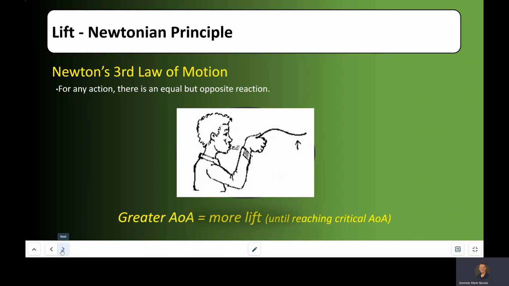And of course, the second law dealt with the amount of force needed to move an object depends upon its mass times the acceleration of that object. So greater mass requires more force to move it. And the third law was for every action, there's an equal but opposite reaction. And so we think about blowing air on the underside of a piece of paper, the paper lifts up. Pretty much from the Newtonian principle, we've learned that the greater the angle of attack, the more lift we get until reaching that critical angle of attack point.